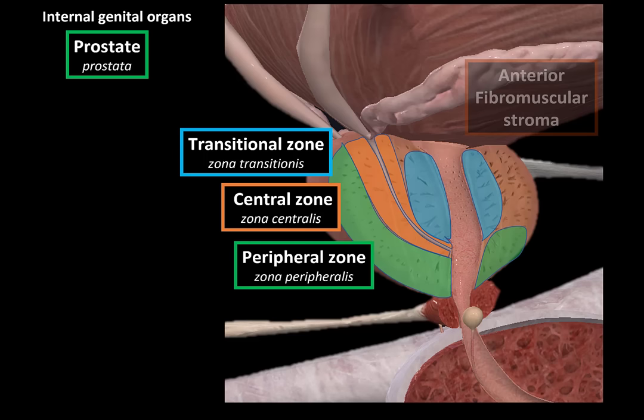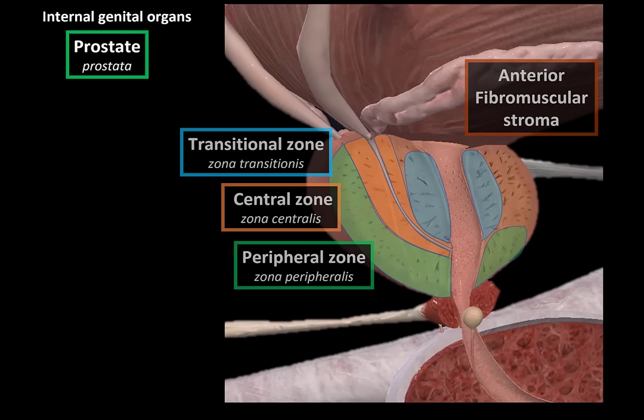Again, these are microscopic zones, so histological zones, not anatomical. Just keep in mind that the prostate has zones. Some parts have more glands, some parts have more ducts, and some parts have more muscles and fibers.